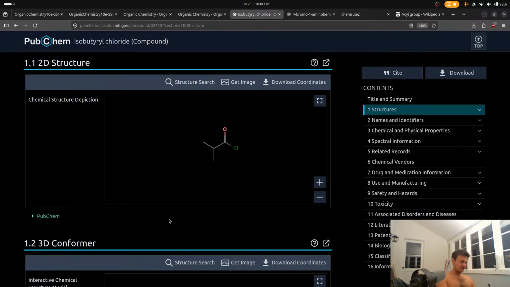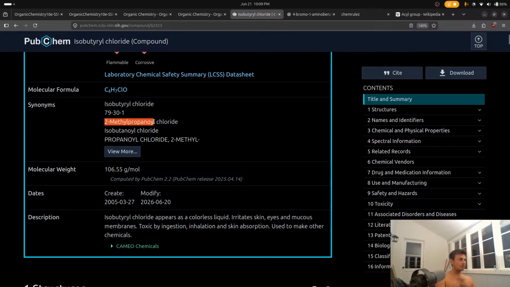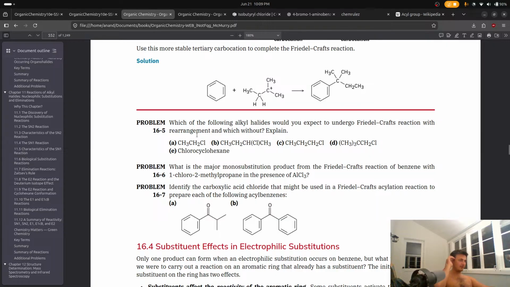So this is called isobutyryl chloride. So also 2-methylpropanoyl chloride. Is there some alternative names that I can see? Propanoyl. Okay, whatever. I don't remember the -oyl stuff.